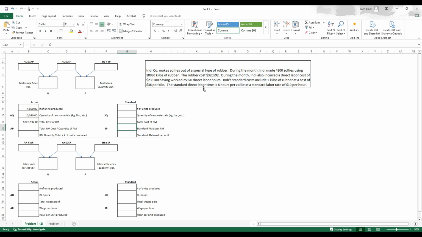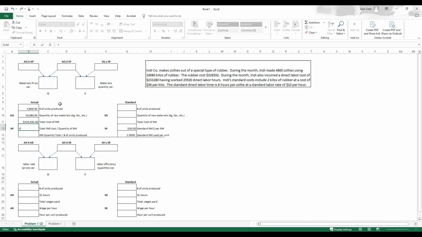And let's see what our standards are here for producing these products. It is 2 kilos of rubber per unit, and that should cost us $36 per kilo. So it's going to be $72 per unit, essentially, because we're at two kilos. But we'll get there. Everything else in the problem talks about hours, so we'll come down and do that separately. But let's just stick to our materials variances.